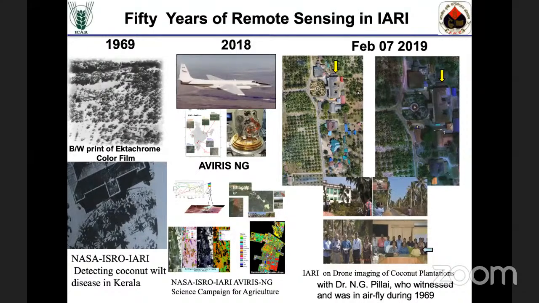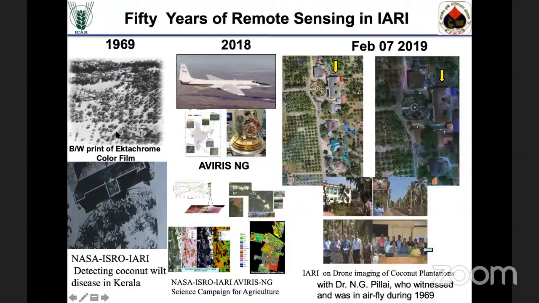Then looking back to the 50 years of remote sensing and that experience with respect to India, remote sensing in the country started sometime in 1969. And now in 2019, we did the celebration, 50 years of celebration. So we started with coconut wilt disease somewhere in Kerala. And in 2018, I showcased how we started in collaboration with NASA again.